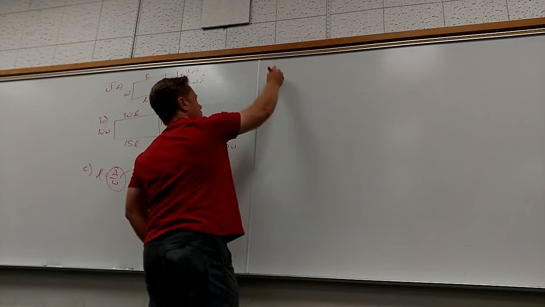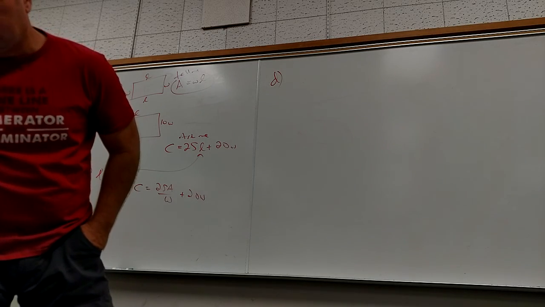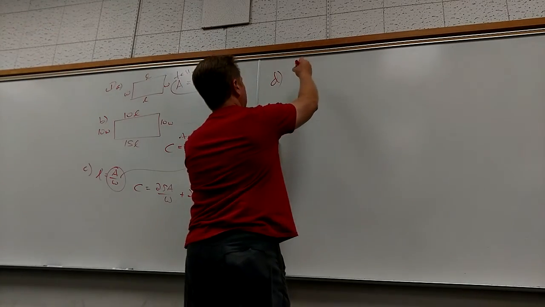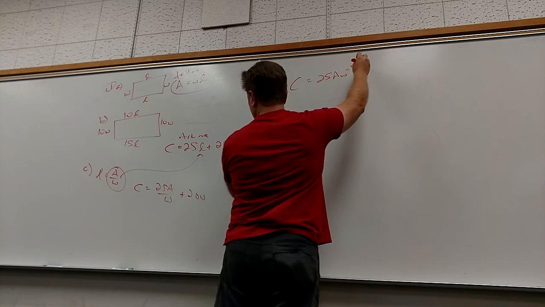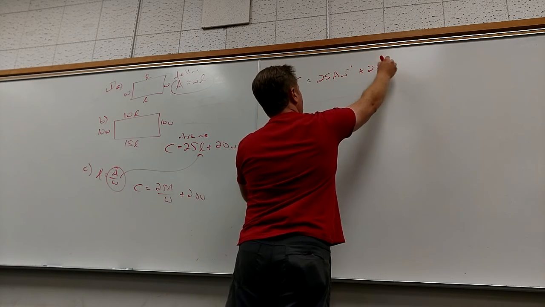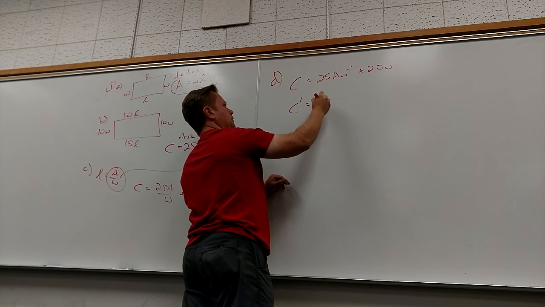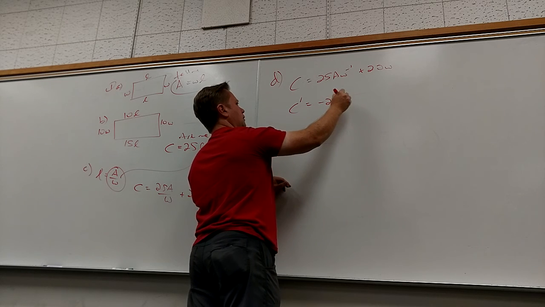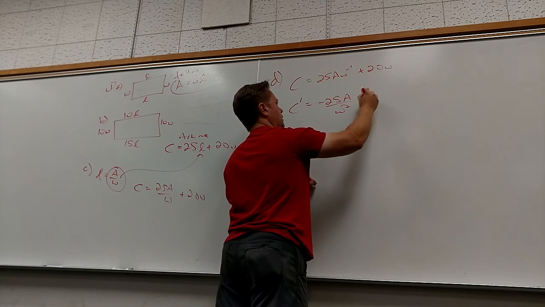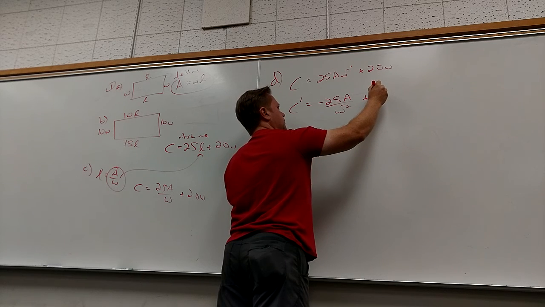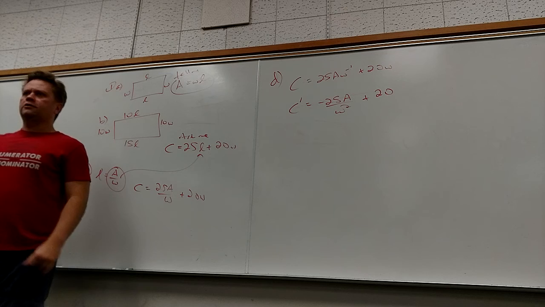And then the next step? I don't even remember what I had you guys do. Take the derivative of the cost function. So if I rewrite the cost function like this, just to make it look a little better, what's C prime going to be? Good. Let me just throw that back down there. Plus 20. Right? Then how do you start finding critical numbers?